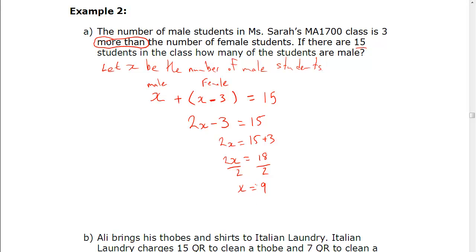So what is that? x equals 9. This is where we have to check to make sure we answer the question. Well, x is the number of male students. The question says how many students are male, so there we go. There are 9 male students. And so there's your solution.